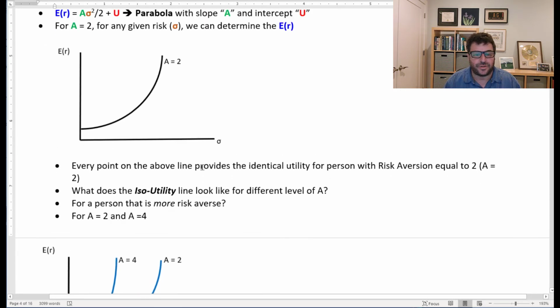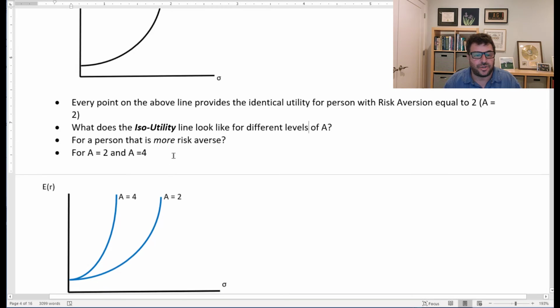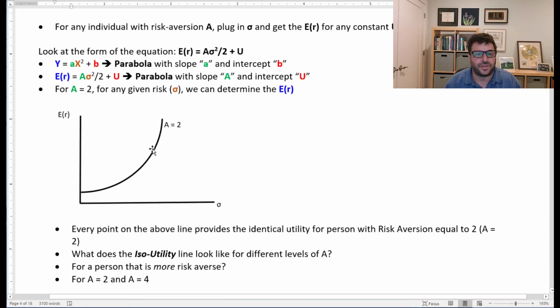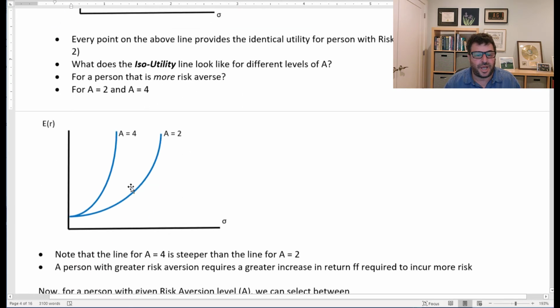And so every point on the line above provides the identical utility for a person with risk aversion A equal to 2. So what does the ISO utility look like for different levels of A? Well, a person that is more risk averse, with a risk aversion level equal to 4, I know this is going to be a steeper parabola because I'm multiplying the sigma times 4. And so I can see that for A equals 4, it's steeper than A equals 2.